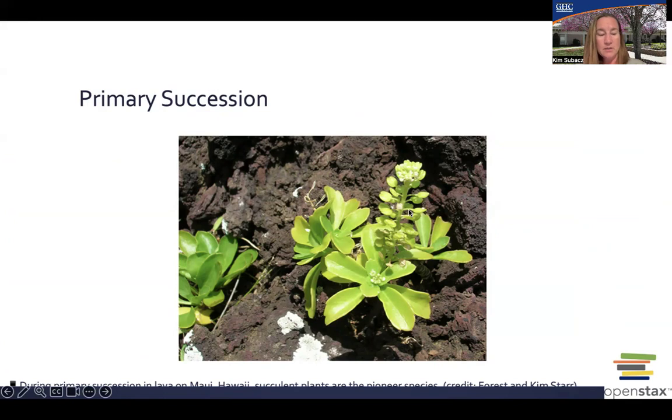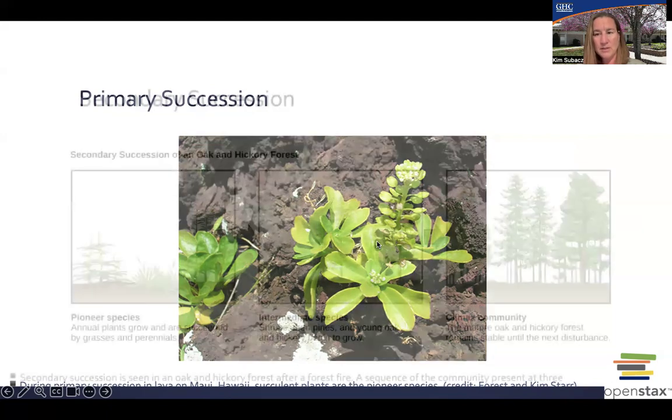So with primary succession, we've got some succulents growing in here, and it's Maui. I really want to go there. That's on my bucket list, to go check this stuff out. So we've got some primary succession. We got a lava flow. You can see all the lava underneath, and some of the first plants coming in there are these little succulents here. So this is our primary succession.